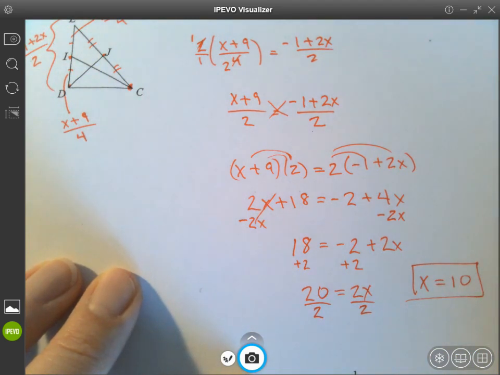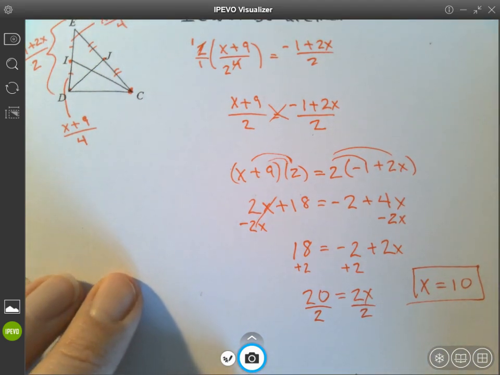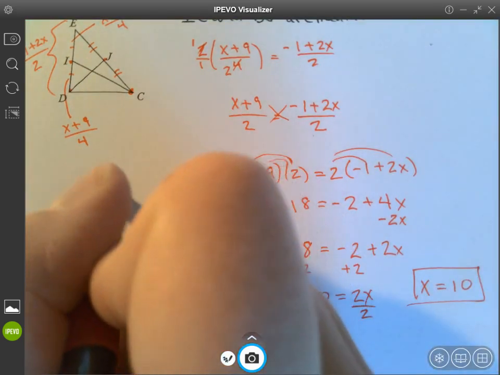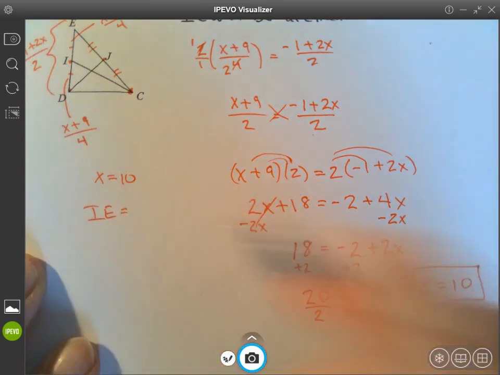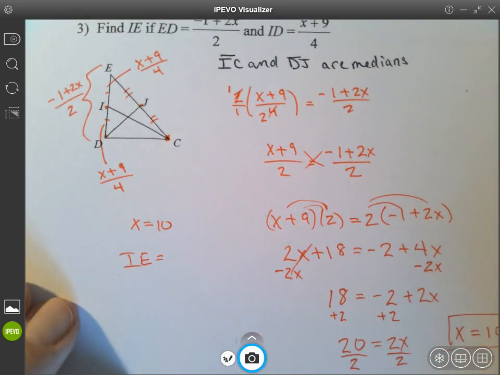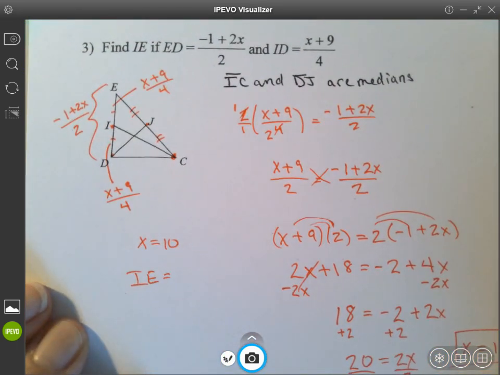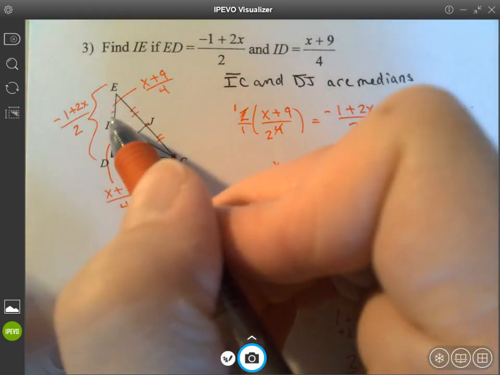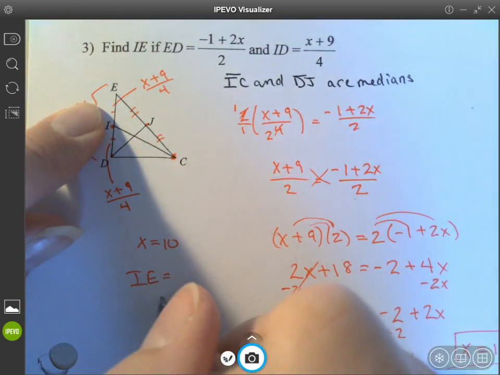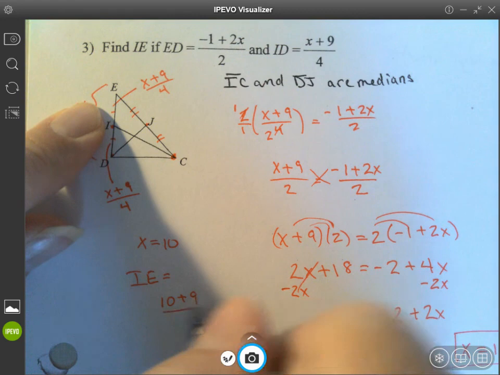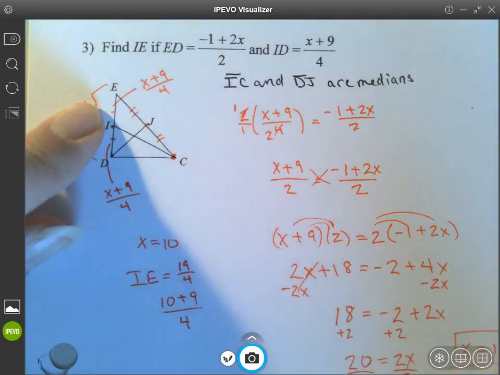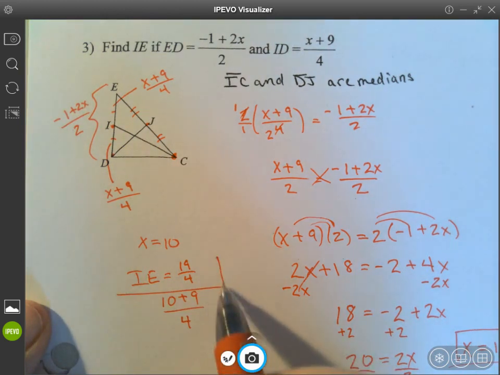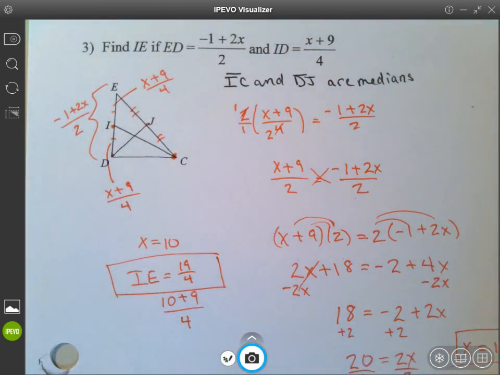If you go back to the problem, it said find IE. Okay, so I got to slide this back up. X is 10, so what is IE? So if x is 10, IE is this little piece. So that would be 10 plus 9 over 4. So it'd be 19 fourths. That's not real pretty, but that's okay. Good enough. That's my final answer.